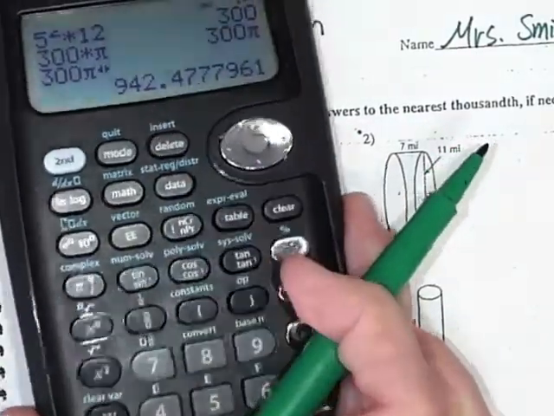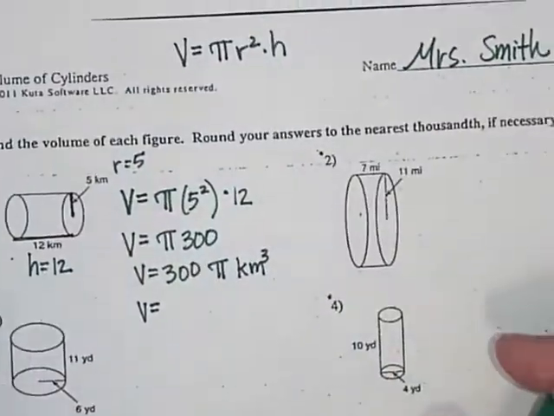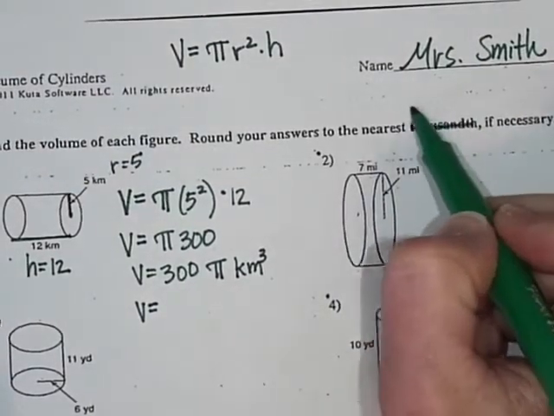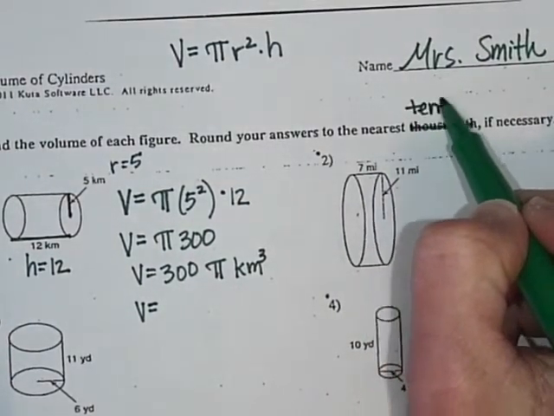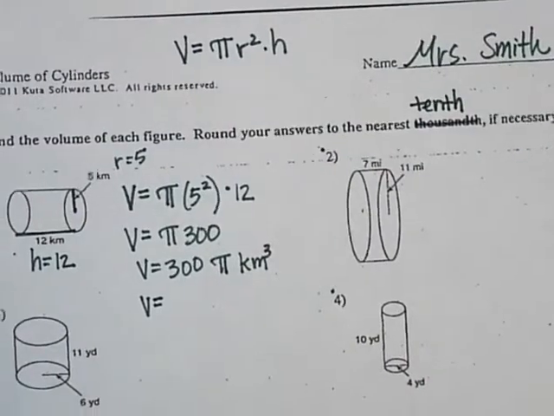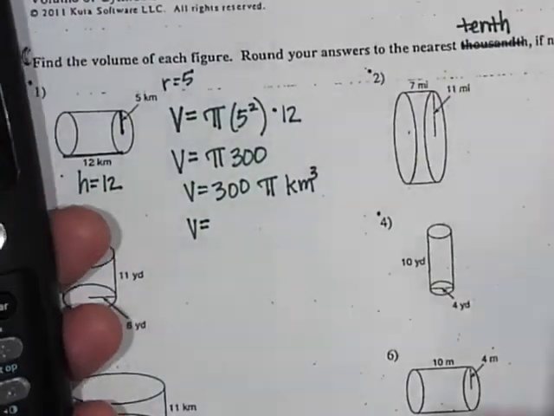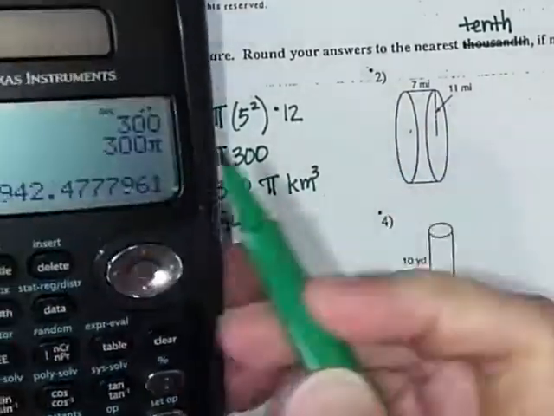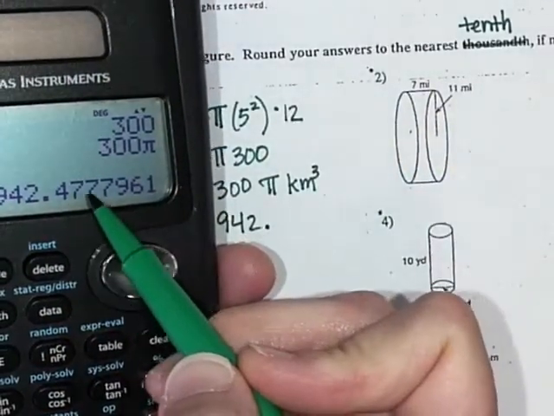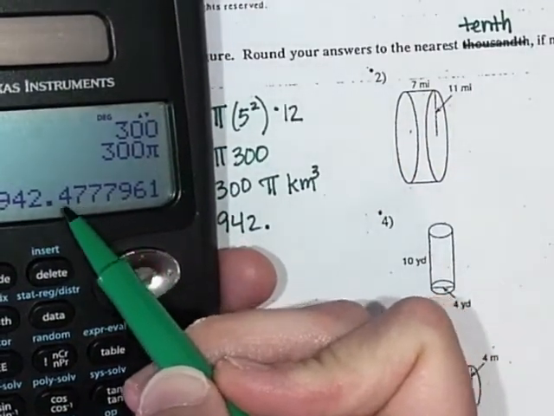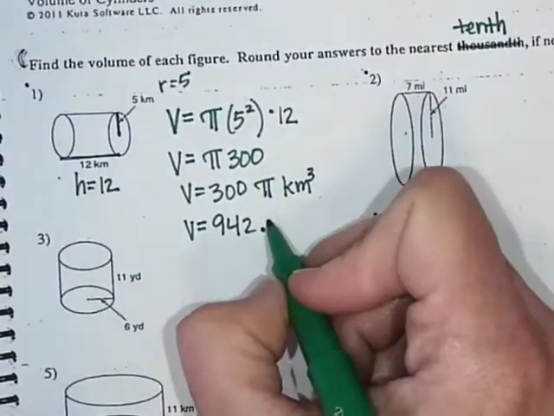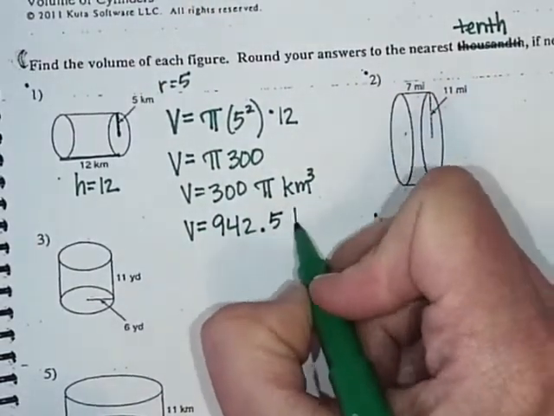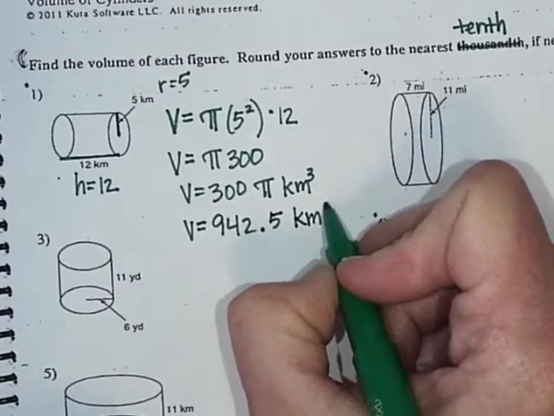942.477. We are going to round to the nearest tenth. Here in the instructions it says nearest thousandth, but we're just going to do the nearest tenth. And that is all good. Okay, so again, that was 942. Okay, when it has 4 followed by 7, it looks like we need to round that 4 up to a 5. So 942.5, and the unit is going to be the same, kilometers cubed.